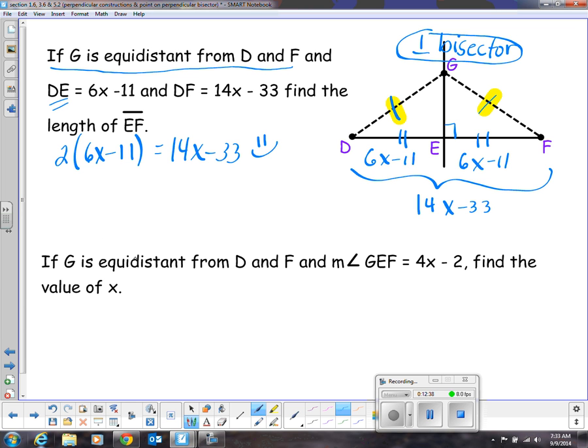Now again, if G is equidistant from D and F, what's the relationship of measure angle GEF? What kind of angle is it? What kind of angle is it, Jeff? It's a right angle. Jeff, what do we know about right angles? So right angles equal 90 degrees. That is exactly how you're going to write your equation. You'll say 4x minus 2 equals 90.